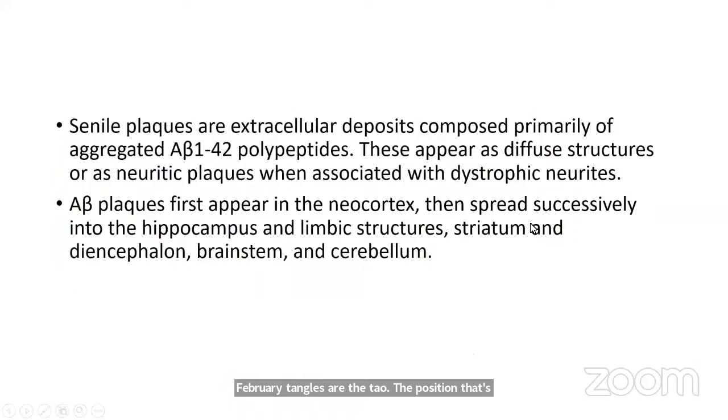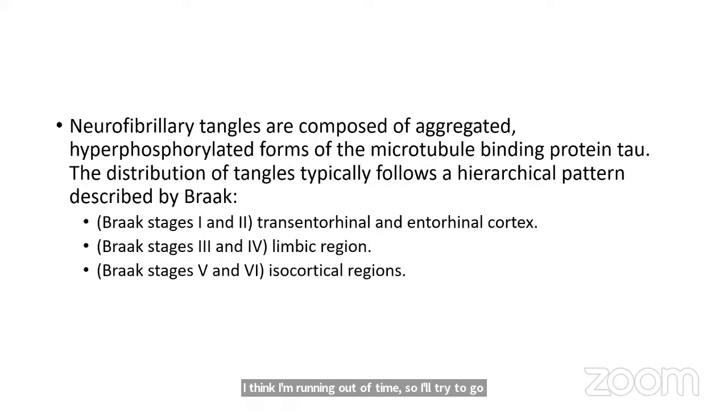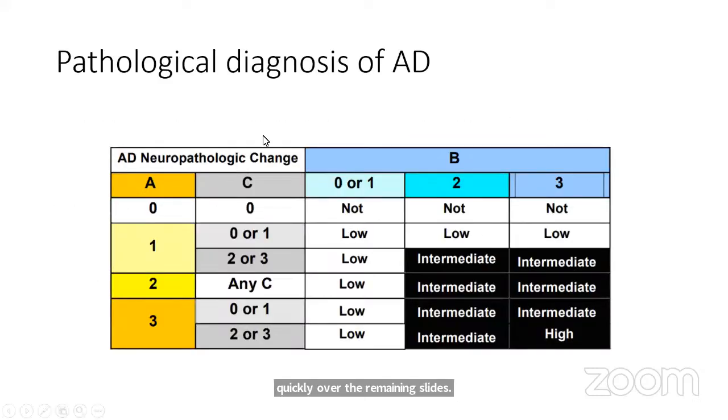This is the tau. I think I'm running out of time, so I'll try to go quickly over the remaining slides. So I'll just show you this. So this is the pathological diagnosis of Alzheimer's disease.